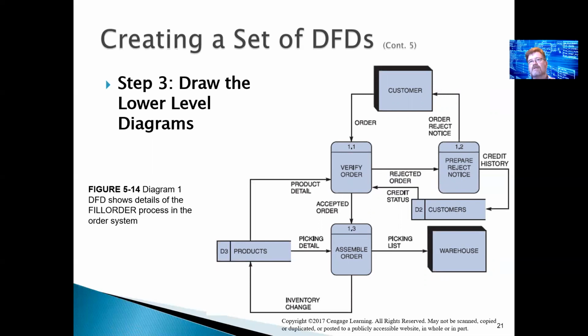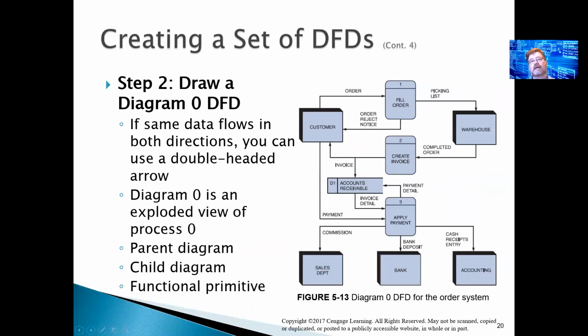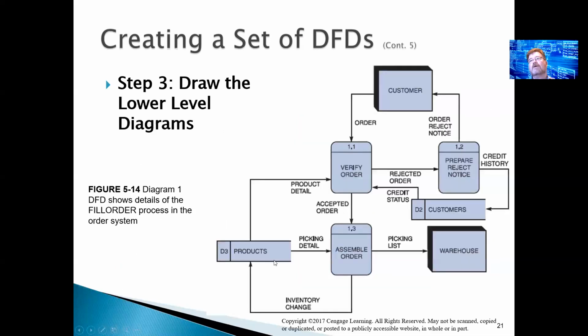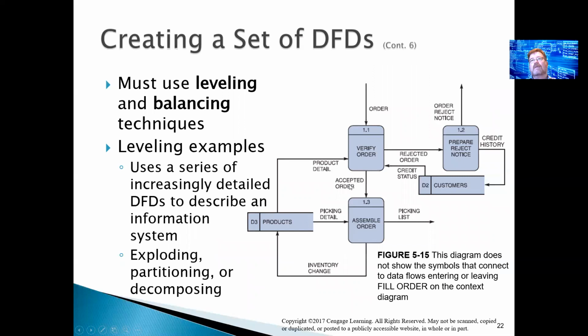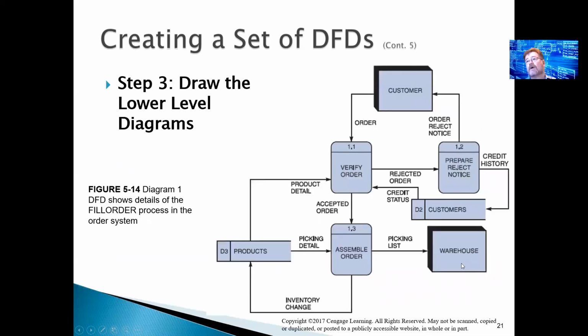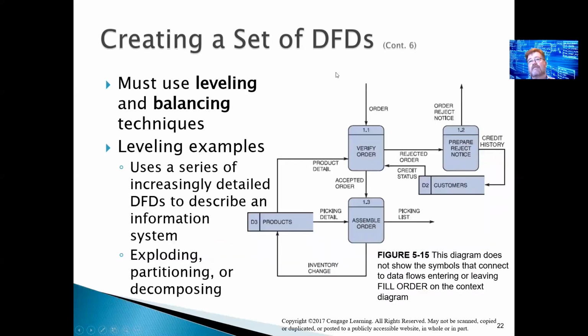Now, the whole point of this is to drill down until you get to what's called a functional primitive, and that's what this bullet point down here is. You want to keep going until you get to the functional primitive. Like what is the easiest possible, almost a 1 or 2 liner thing as to how a verify order would be done. All right. Now, what they are saying here is that sometimes you don't necessarily have to, like notice what's missing here, customer and warehouse. Sometimes you can leave those off as you're going to lower levels. That's what they're basically saying there.